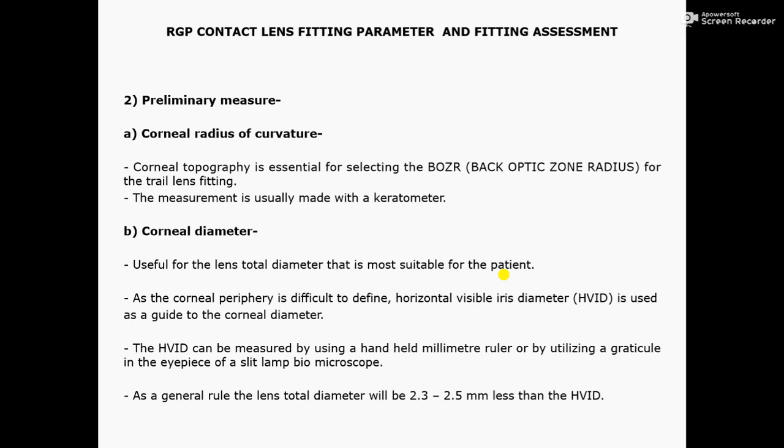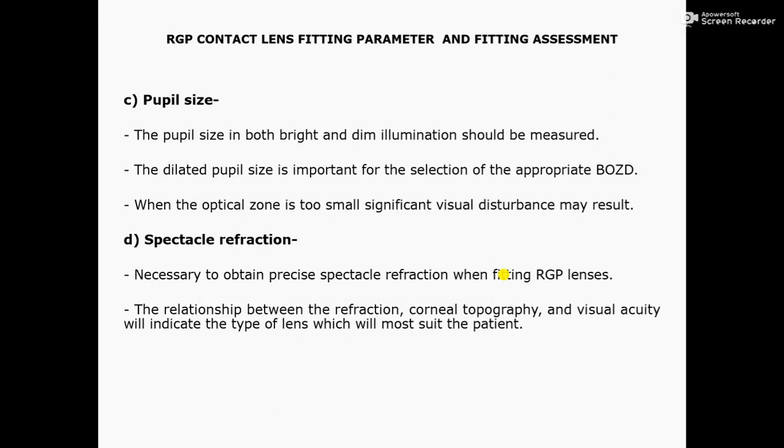Next, number C, pupil size. The pupil size in both bright and dim illumination should be measured. The dilated pupil size is important for the selection of the appropriate back optic zone radius. When the optical zone is too small, significant visual disturbance may result.